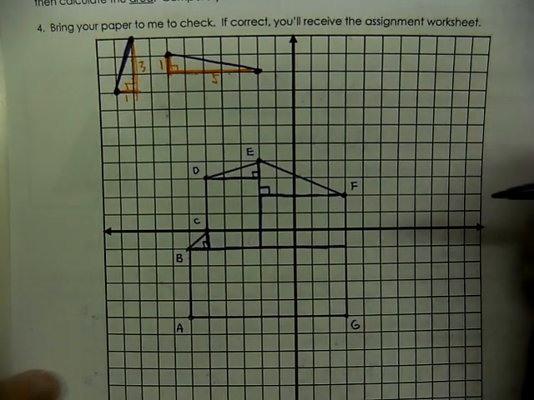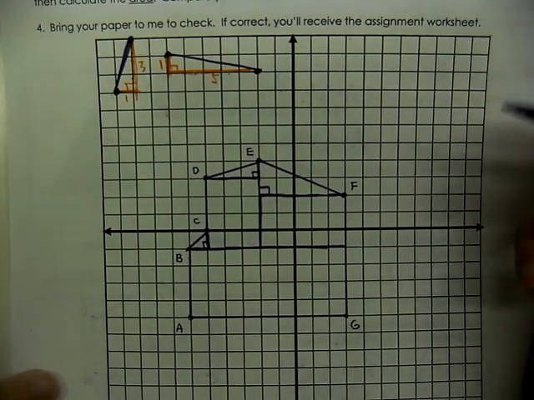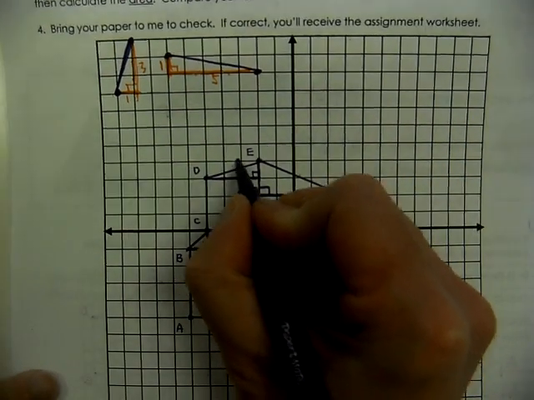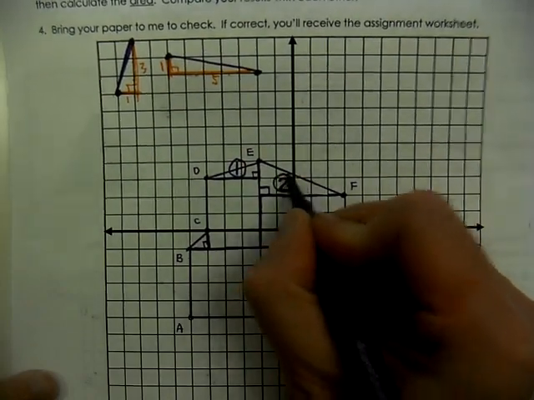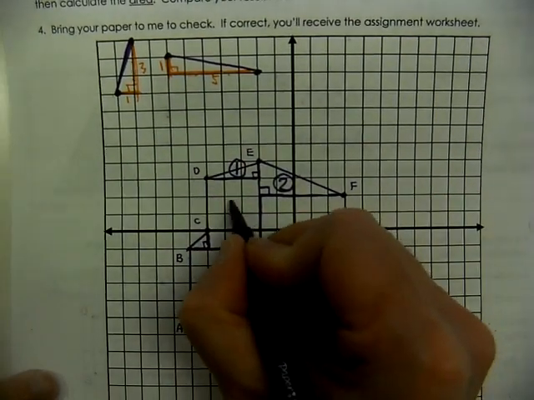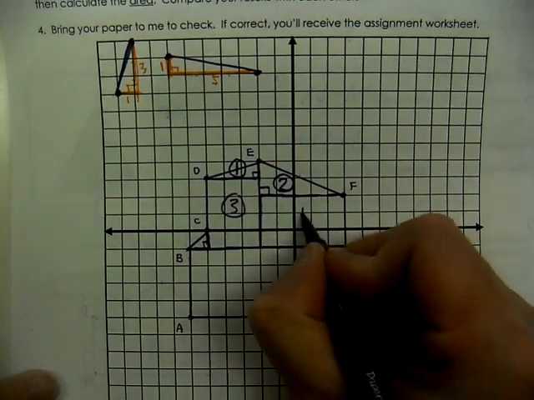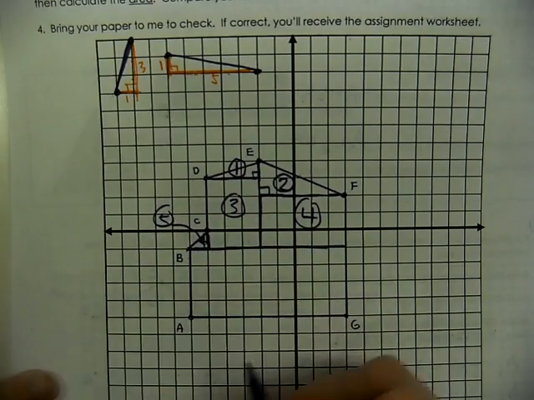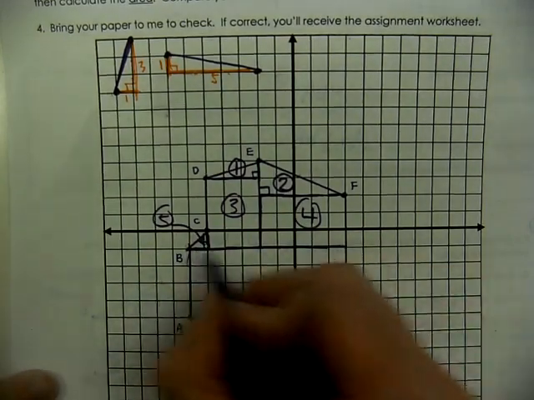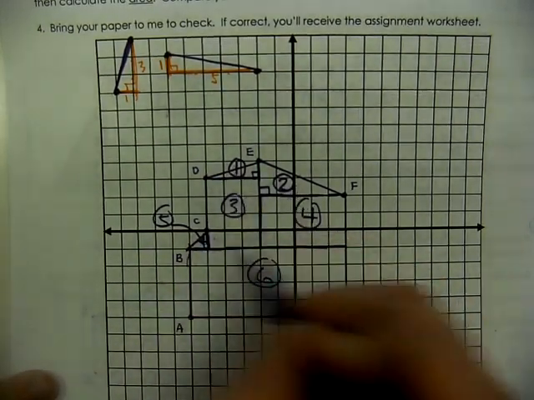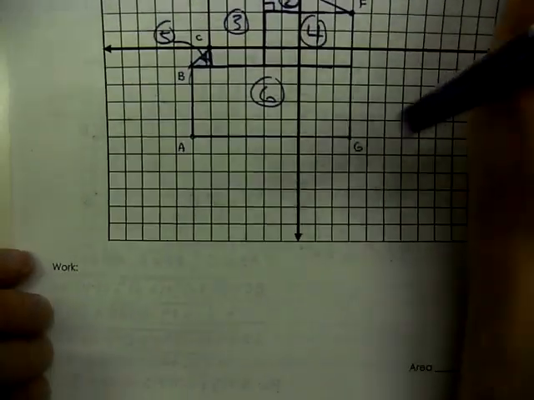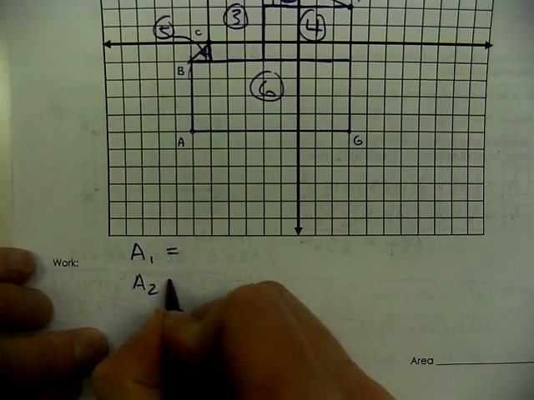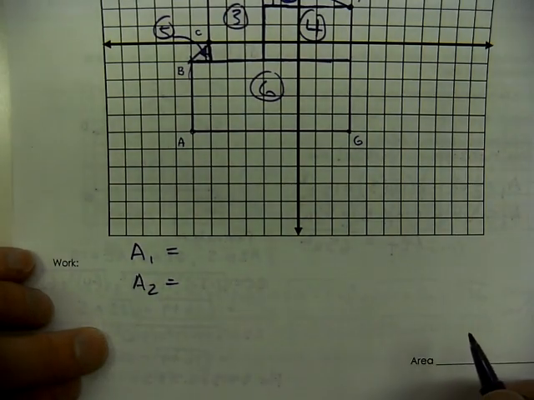So we're going to number off our regions. So I'll call this region 1, this triangle in the top left. I'll call this region 2. I'll call this region 3. I'll call this region 4. I'll call this tiny little triangle here region 5. And then with this big rectangle at the bottom, it's region 6. So number them off this way. That way when we do our work, we can just call them area of region 1, area of region 2, and so on. And then we'll add up all the areas.